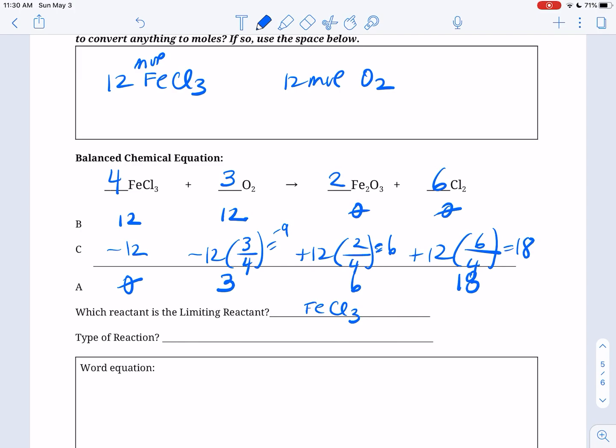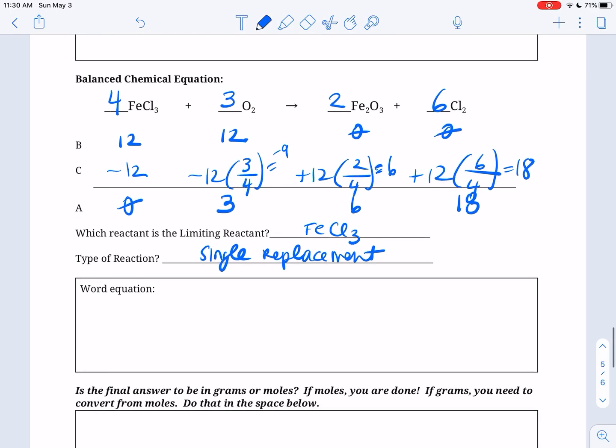Okay. All right, type of reaction. We didn't really do this one as much, but this is also a single replacement, but it's just not replacing the metal. It's replacing the non-metal, right? So that one's a little bit trickier. We didn't really practice those, but it's still a single replacement because it's replacing one of the elements.